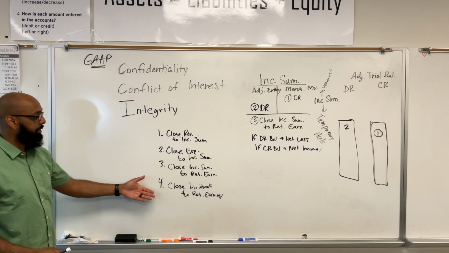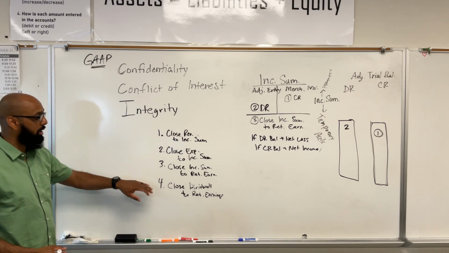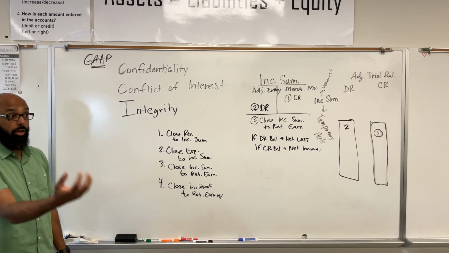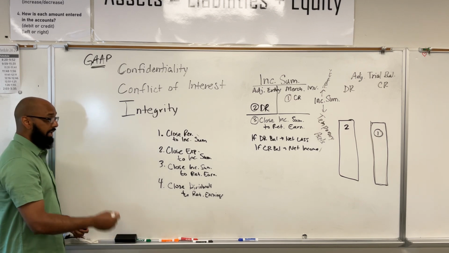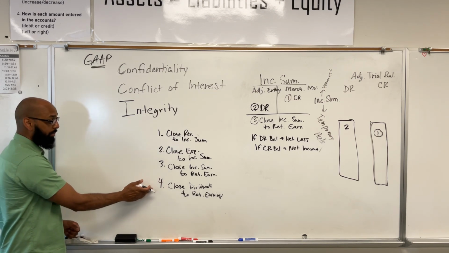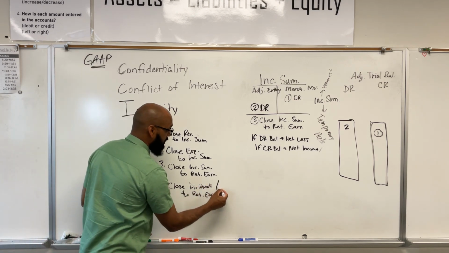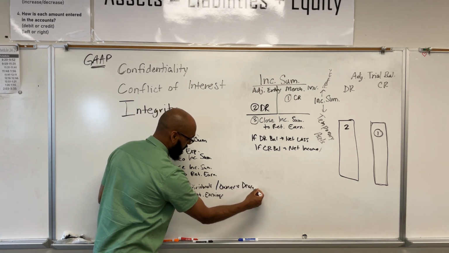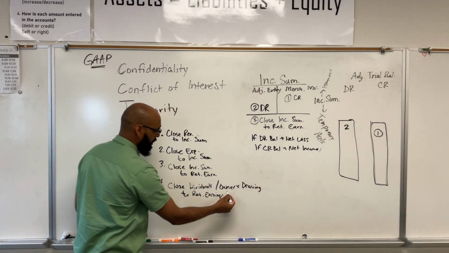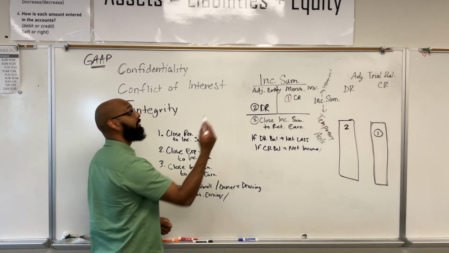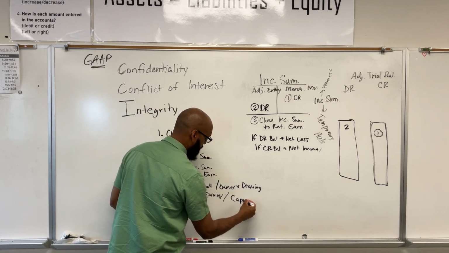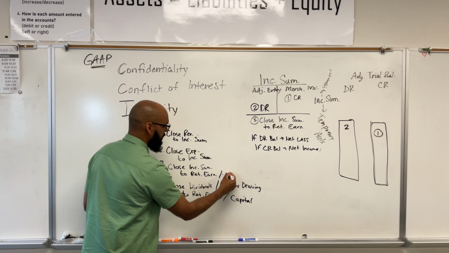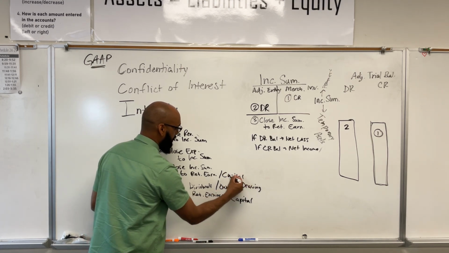All right, and then your fourth and final journal entry is going to be to close the dividends account to retained earnings. Now that's talking about a corporation and closing the corporation's books. But if this was dealing with a sole proprietorship, you would be closing the owner's drawing account to the owner's capital account. And here, you'd be closing retained earnings to the owner's capital account if it was a sole proprietorship.